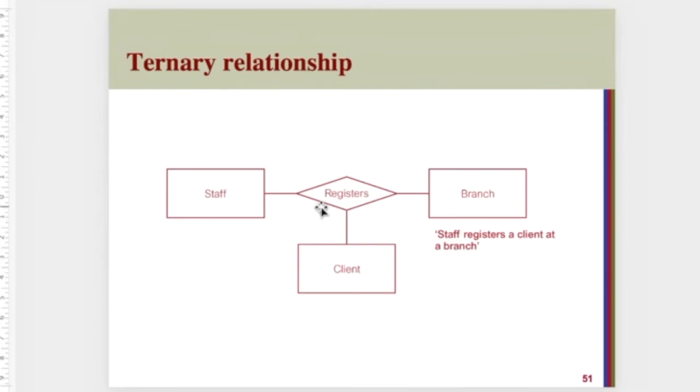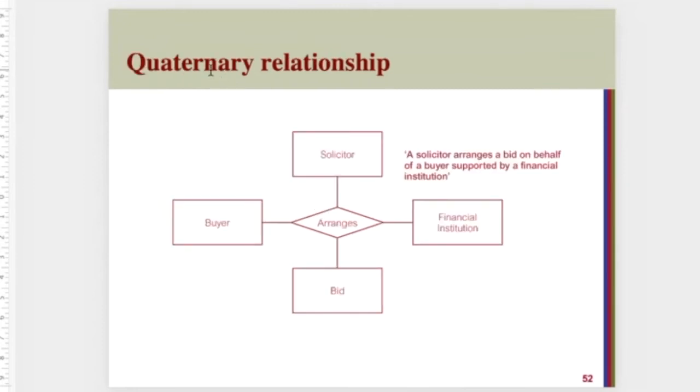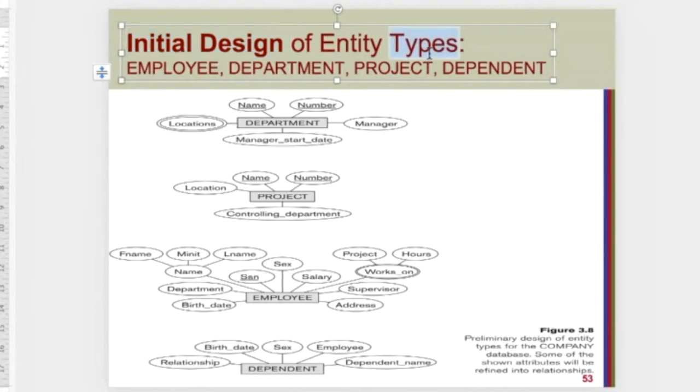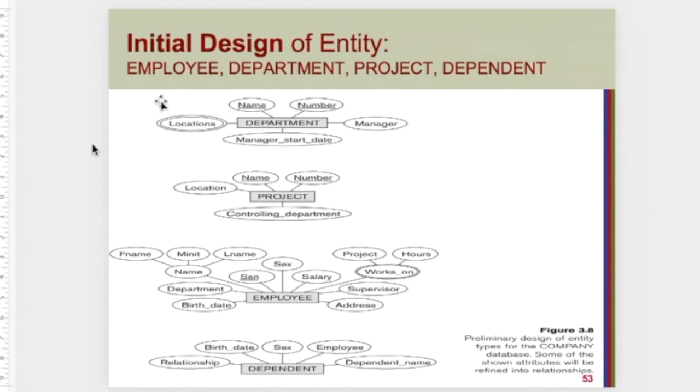Ternary relationship, we already saw that. After ternary, the relationship that involves 4 entities is called quaternary. Qua means 4. So quaternary involves 4 entities. Okay, so this is our initial design of our ER diagram for our example of the company database. In the company database, these are the entity department, entity project, entity employee, and entity dependent.